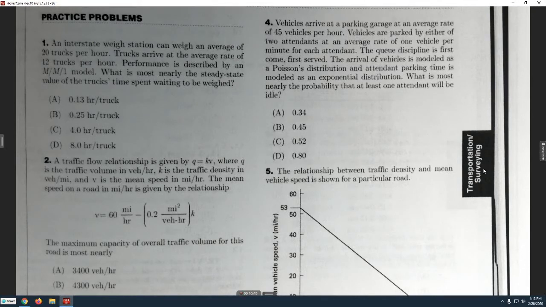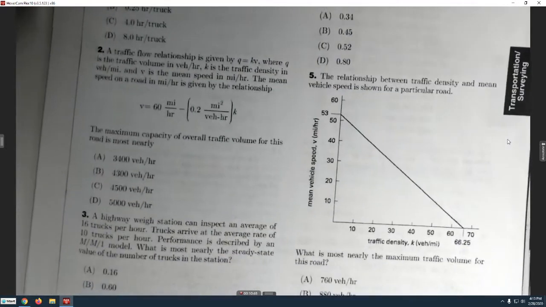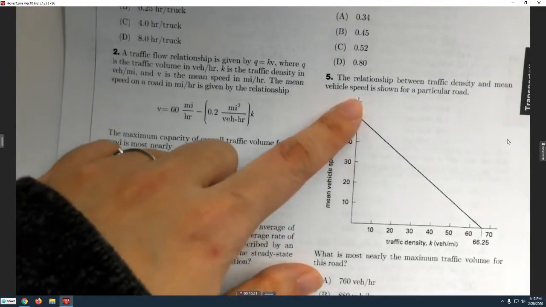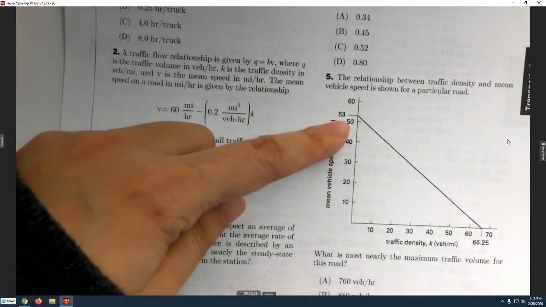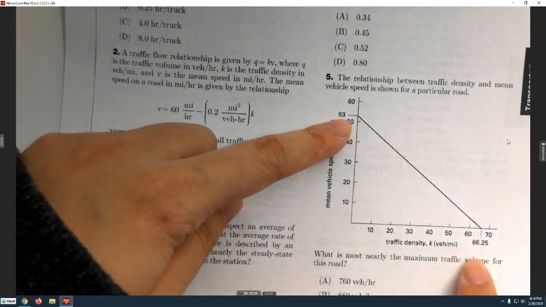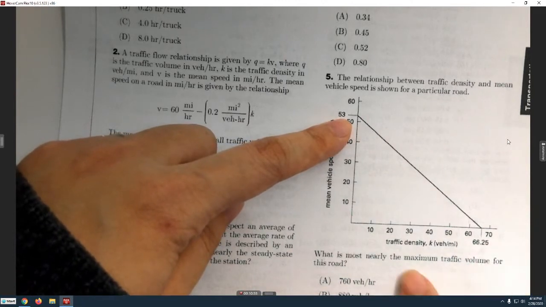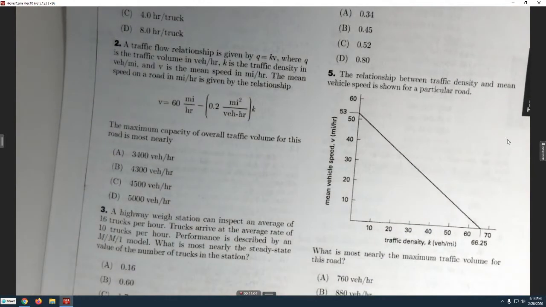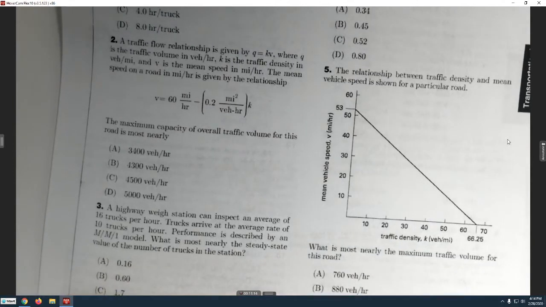And then the next one, relationship between density and vehicle speed. So this one is very similar to question 2. You can read directly from here. The free flow speed is 53, jam density is 66.25. So the maximum traffic volume is this times this divided by 4. So the calculation gives 878. So the answer is B.